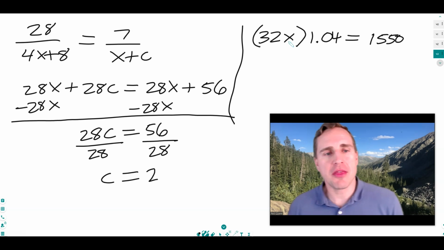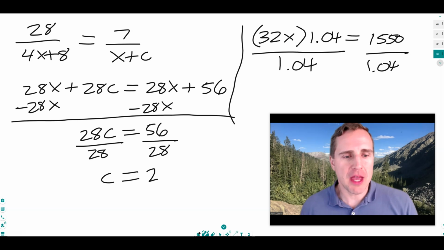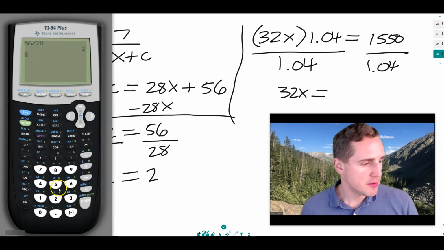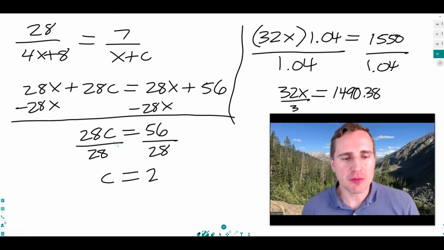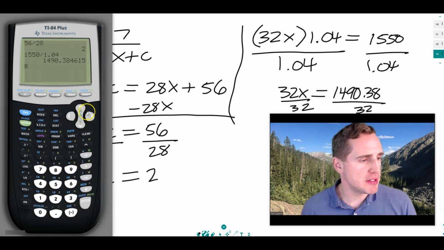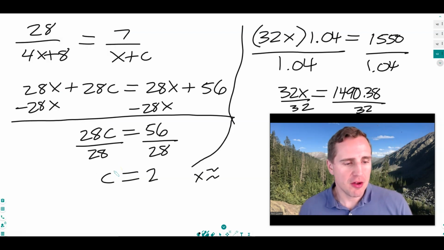Okay, so I think we should be able to solve this for X. So let's first divide by 1.04. So we get 32X is equal to 1,550 divided by 1.04. So that's this number, okay? And this is about 1490.38. Then we need to divide by 32. So dividing by 32 should give us the retail price. This divided by 32 gets us the retail price of $46.57. So X is about $46.57.